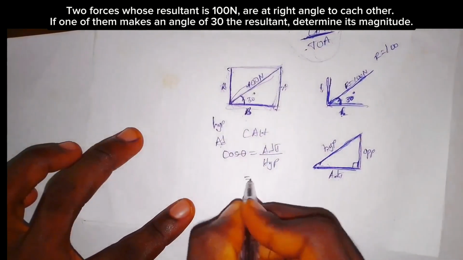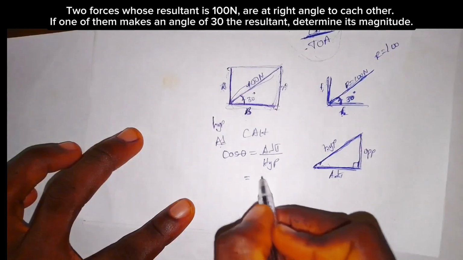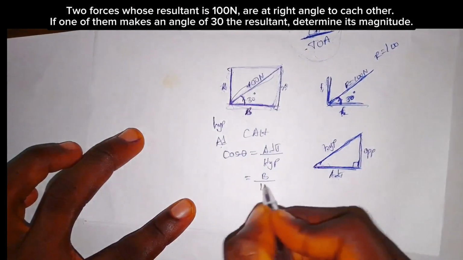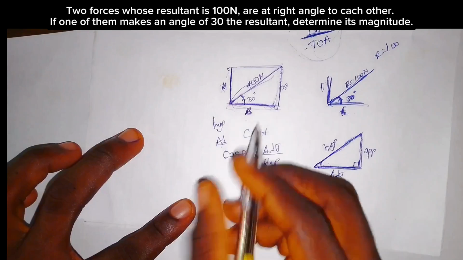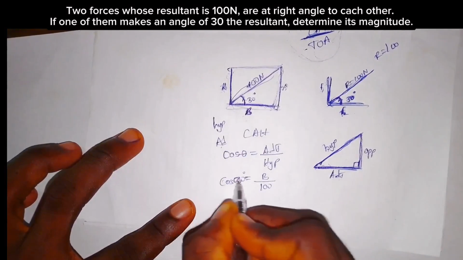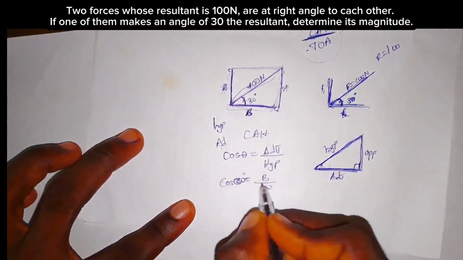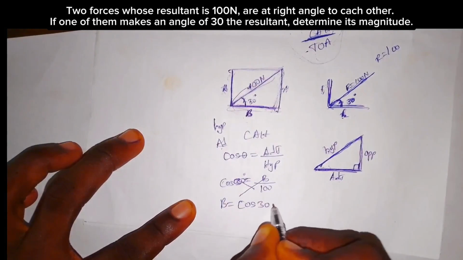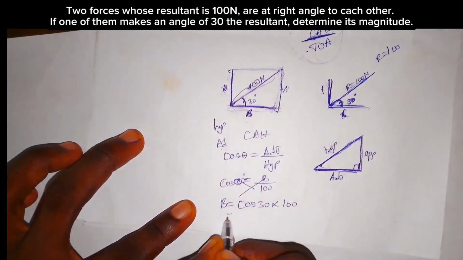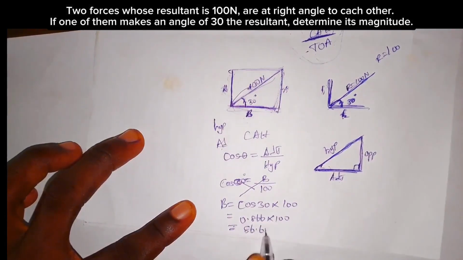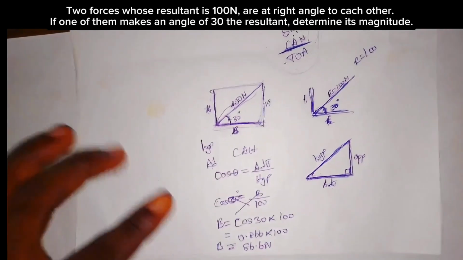Now remember, our adjacent is our B. The hypotenuse is the resultant, which is 100. Now theta, which is the angle, is what? 30 degrees. Okay, cos 30. We are looking for B. If you cross multiply, it will now be B equals cos 30 times 100. Cos 30 is 0.866, then times 100. Our answer will be 86.6 Newton. So therefore B is equal to 86.6 Newton.